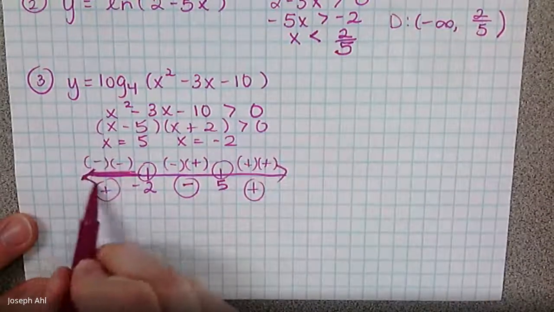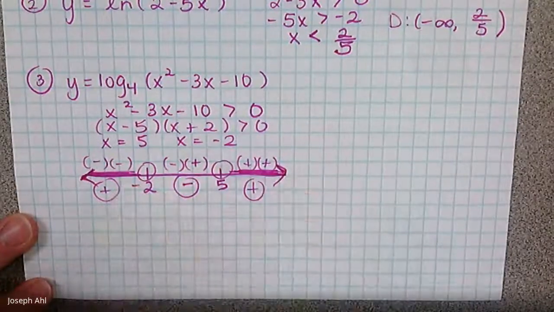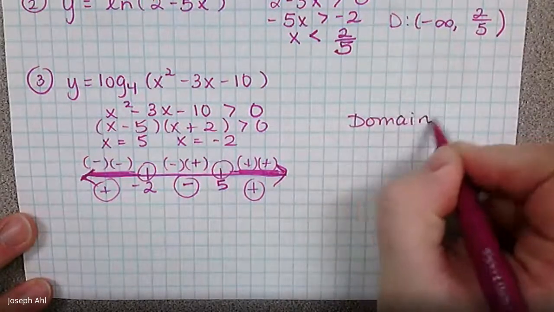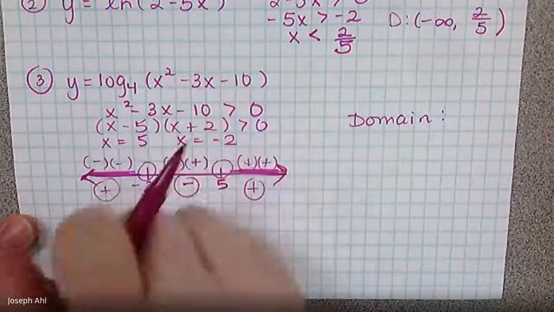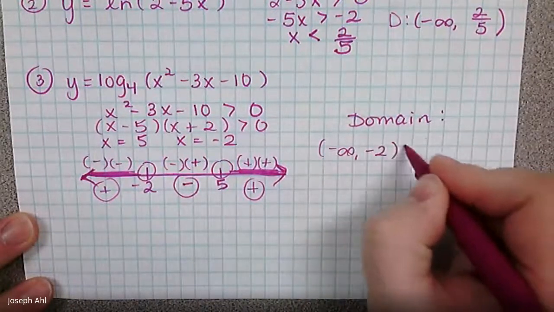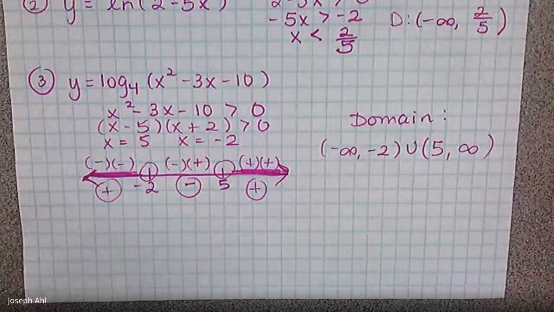So we're looking for positives. We're looking for greater than 0. We're going to shade in these outer regions right here. Therefore, the domain of log base 4 of x squared minus 3x minus 10 is from negative infinity to -2, and then from 5 to infinity.